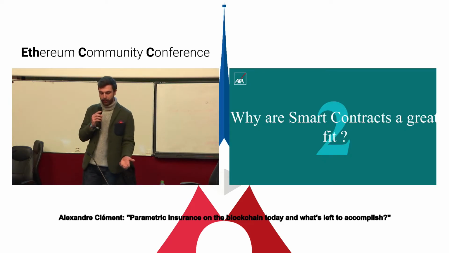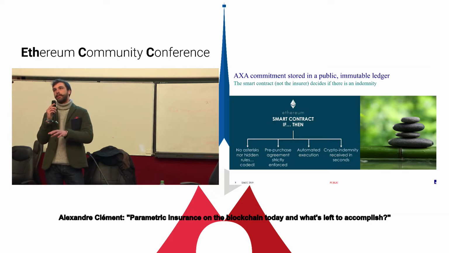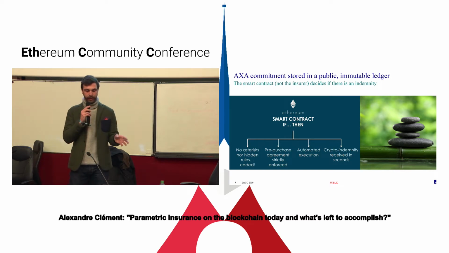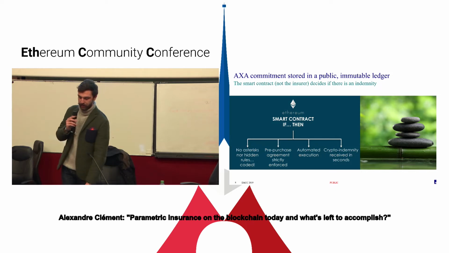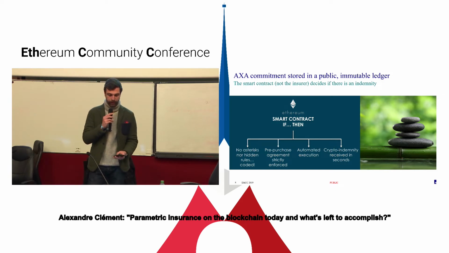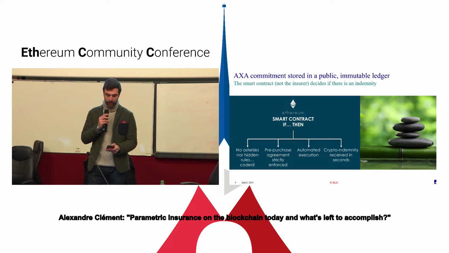Why are smart contracts a great fit? First, parametric insurance relies on an immutable set of parameters that defines a risk, and then the monitoring of a threshold that actually states the risk happened. With the smart contracts, you can make sure that there are no hidden rules inside the code, no exclusions, no small lines at the end of your contract, and that the pre-purchase agreement is strictly enforced. The execution is also automatic, and with cryptocurrencies, you can have your indemnity in minutes.